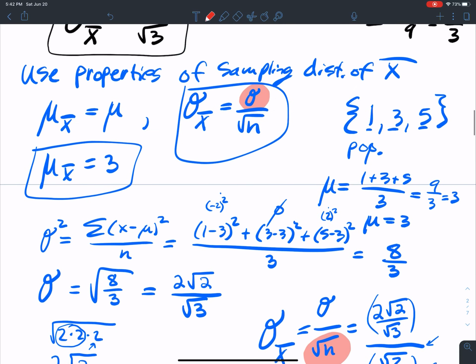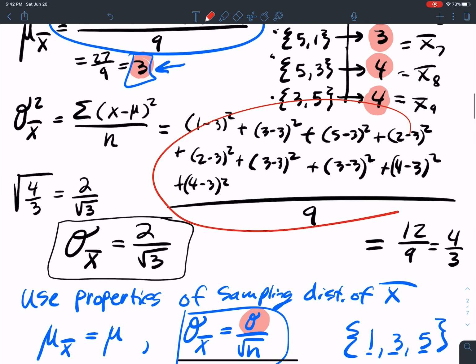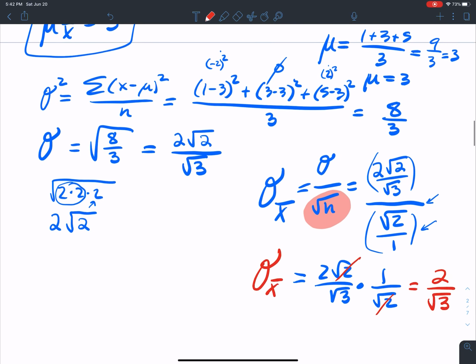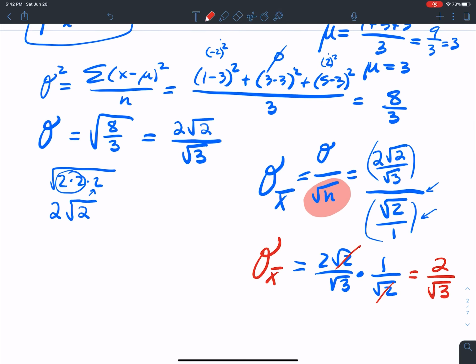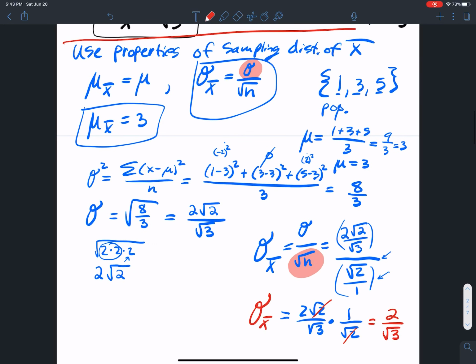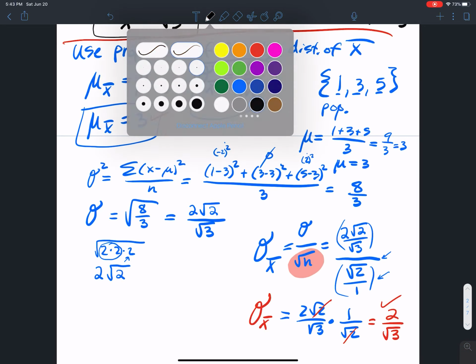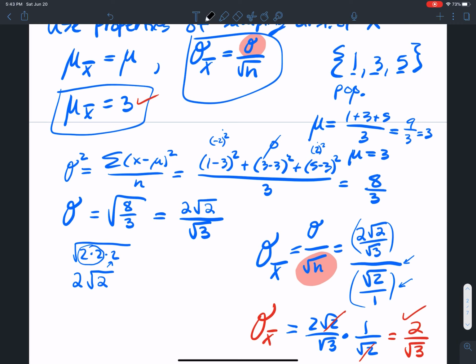Is that what I got earlier? With all that work in here, yes, I got 2 divided by the square root of 3. So as you can see, using the properties is faster than if you were going to try to do it just muscling it out, okay?